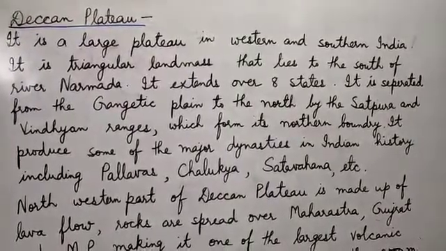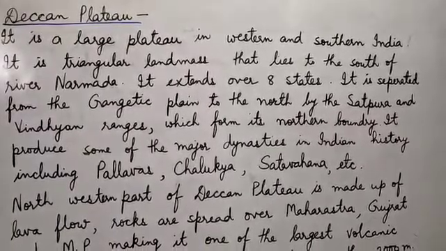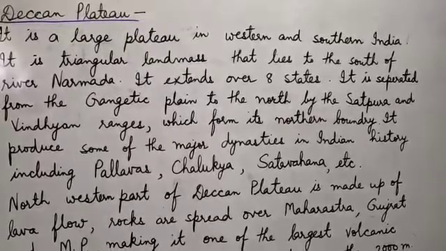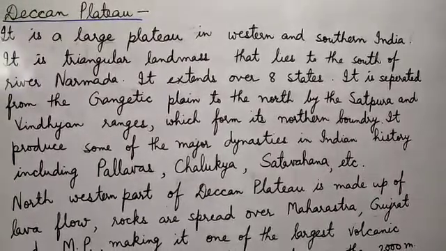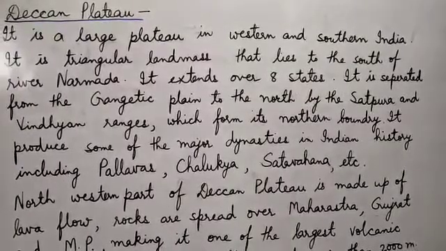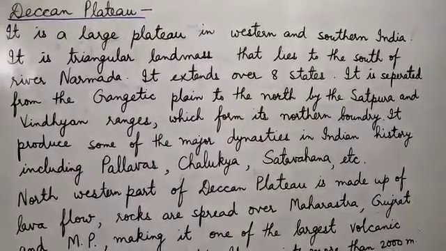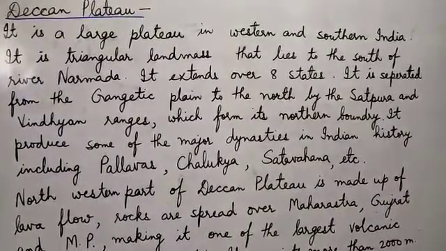Second part of the Peninsular Plateau is the Deccan Plateau. The name Deccan is an Anglicized form of the Prakrit word Dakshin. Okay, that derived from the Sanskrit Dakshin, that is south, as the region was located just south of North India.